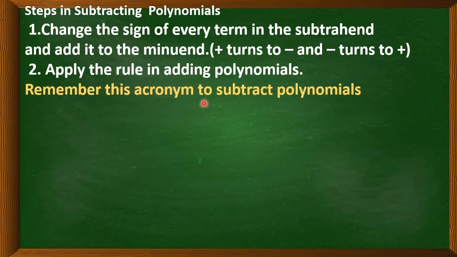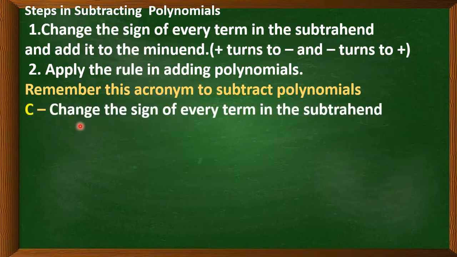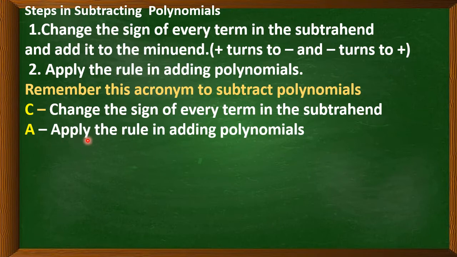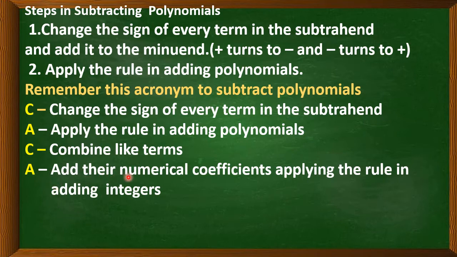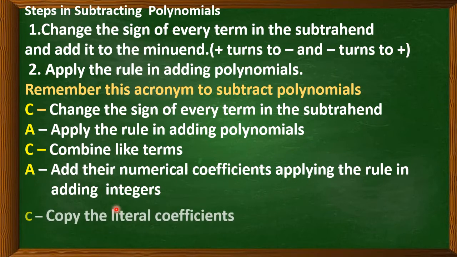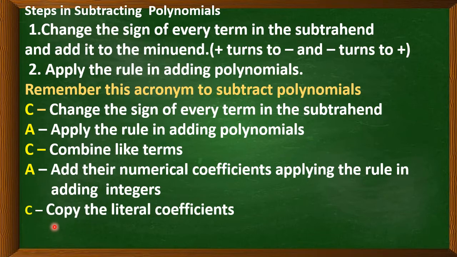Remember this acronym to subtract polynomials. C: Change the sign of every term in the subtrahend. A: Apply the rule in adding polynomials. C: Combine like terms. A: Add their numerical coefficients, applying the rule in adding integers. And the last C: Copy the literal coefficients.